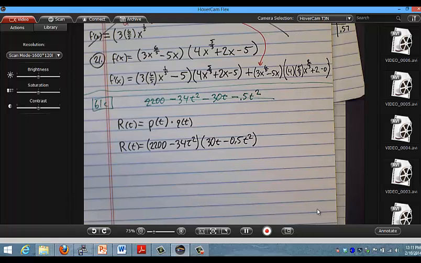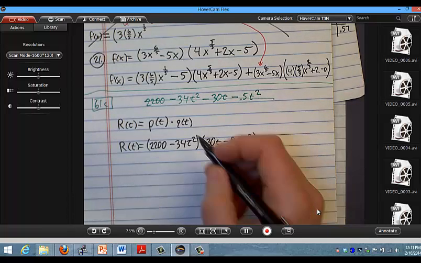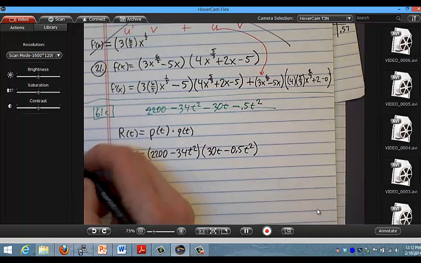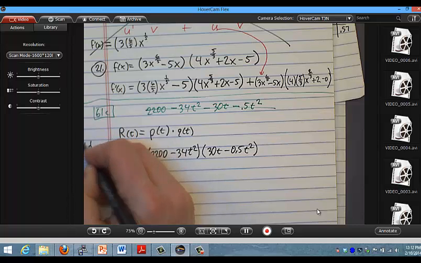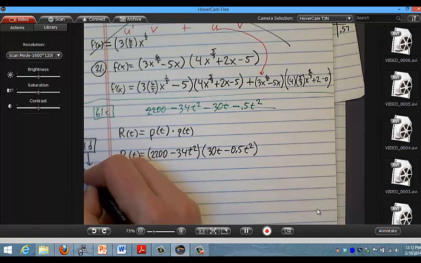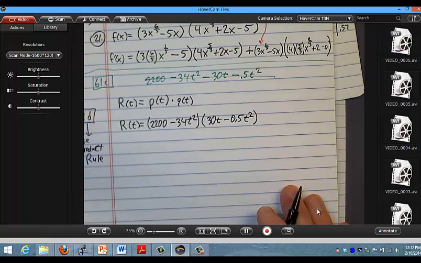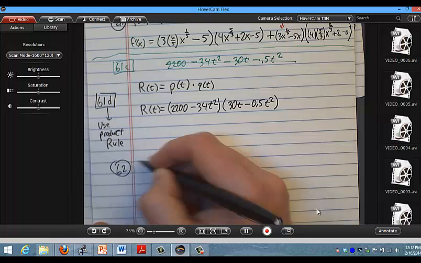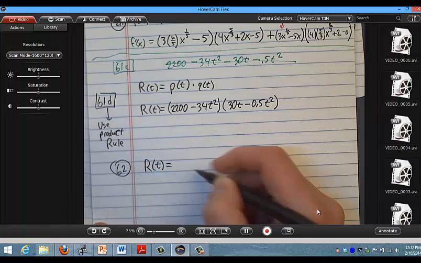Well, let's see. I guess they also took a derivative. So let's see. I guess the point is they want me to, in problem 61, so in 61D, I think the idea is to use the product rule. But I think the idea of problem 62 is just multiply it out. So let's see what happens.